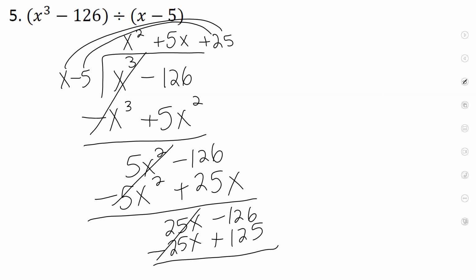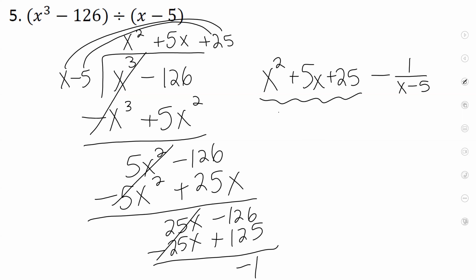Negative 126 plus 125 is negative 1. That's your remainder. There's nothing else to bring down. So your answer is x squared plus 5x plus 25, and your remainder, it's a minus 1 over x minus 5. This is your remainder. Quotient, remainder.